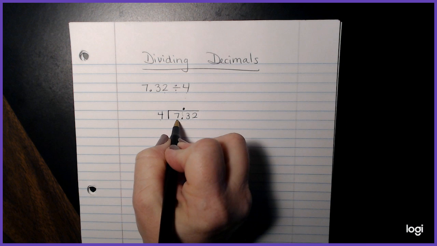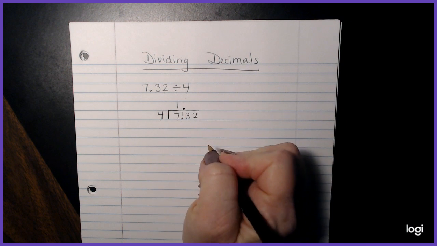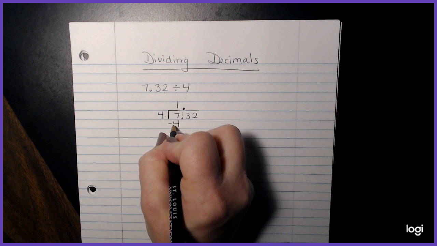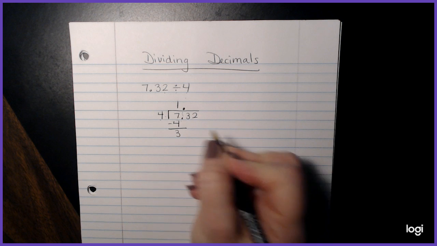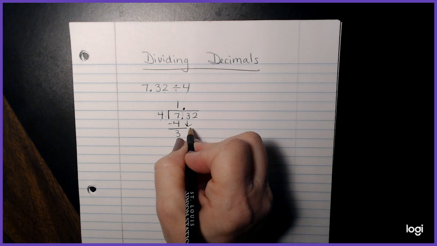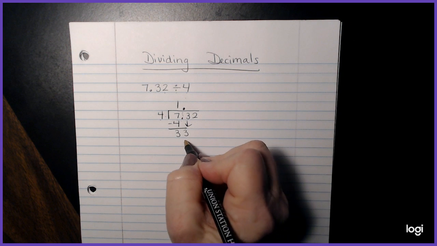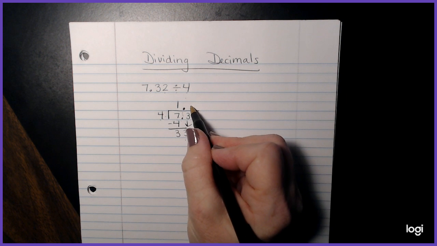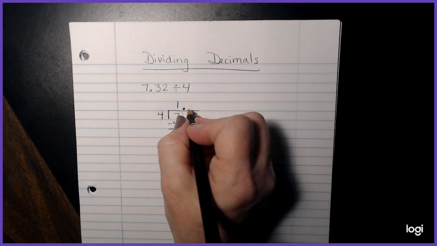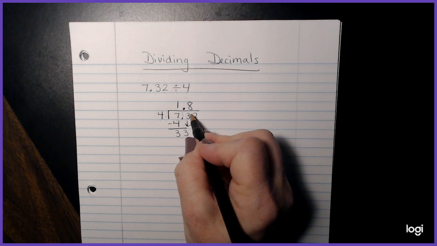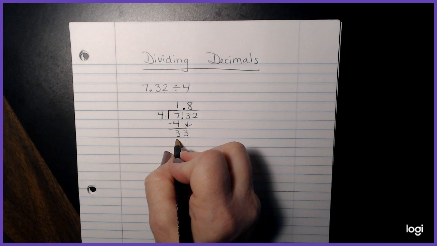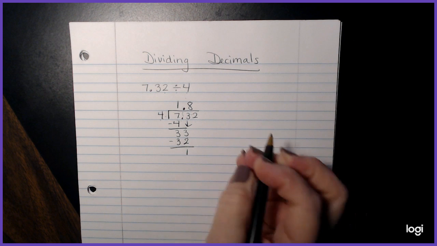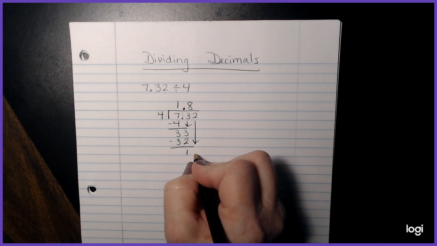How many times does 4 go into 7? 1 time. So we put the 1 above the 7. 1 times 4 is 4. Subtract. Bring down one number. How many times does 4 go into 33? Well, let's see. 4 times 8 is 32. So that's pretty close. So we'll put the 8 right above the 3. 8 times 4 is 32. Subtract. Bring down our last number.